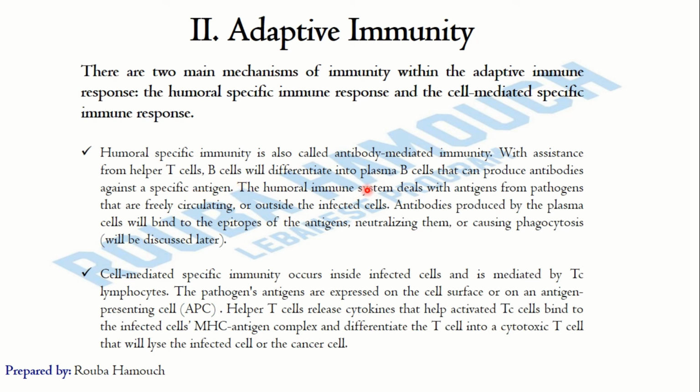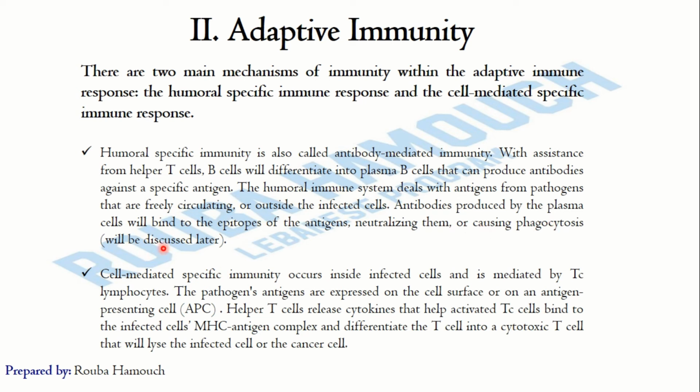The humoral immunity deals with antigens from pathogens that are freely circulating or outside the infected cells, which means that once the intruder enters the cell, once the virus, for example, enters a cell, the antibody cannot recognize the virus when it is inside the cell. And thus, the antibody cannot bind to the virus or neutralize it if the virus is in the cell. The antibodies produced by the plasma cells bind to the epitopes of the antigens, neutralize them, and cause phagocytosis that will be discussed later.